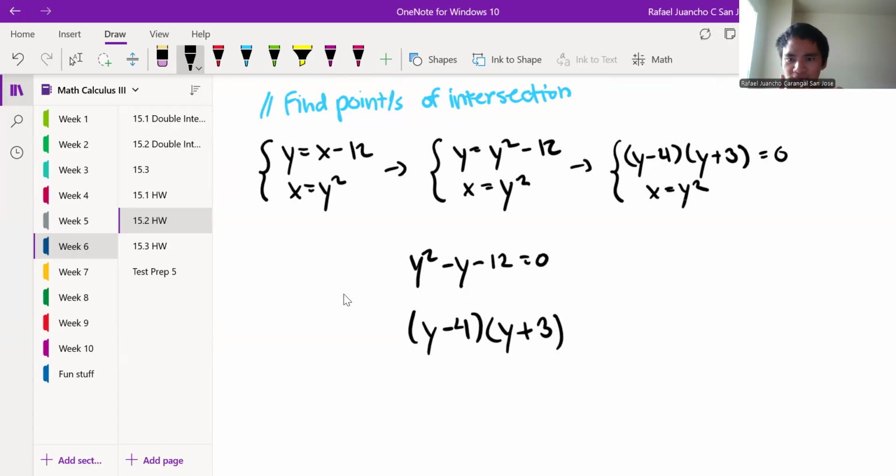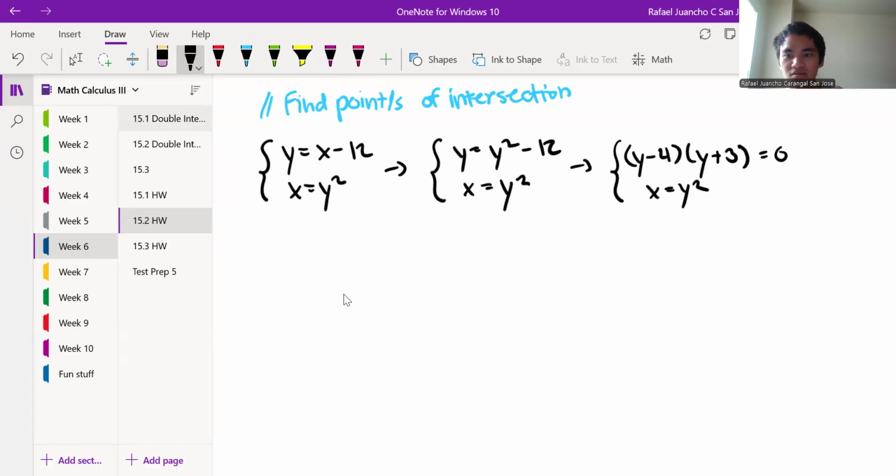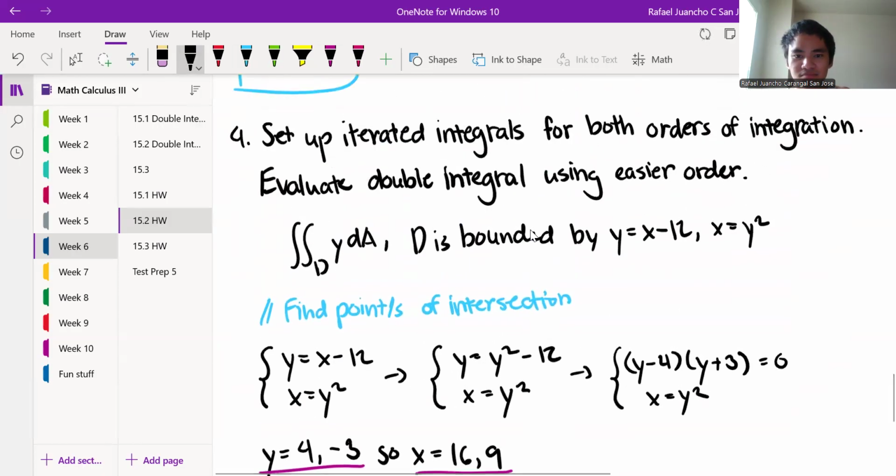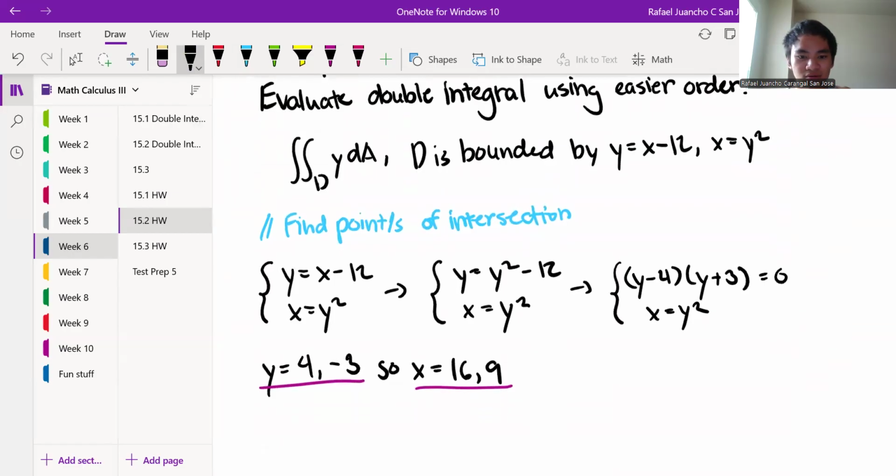Now I have two solutions for y, right? So my y here is actually either 4 or negative 3. And so my x would be 4 squared, 16, or negative 3 squared, 9. Right? Those are my points. Wait, is that what the thing did? Okay, so we got that.